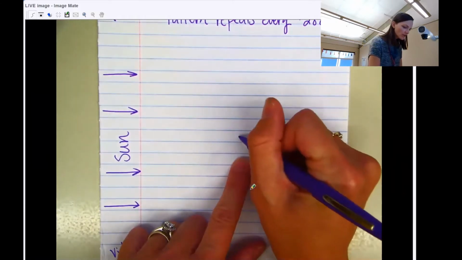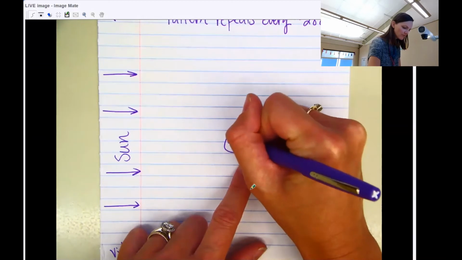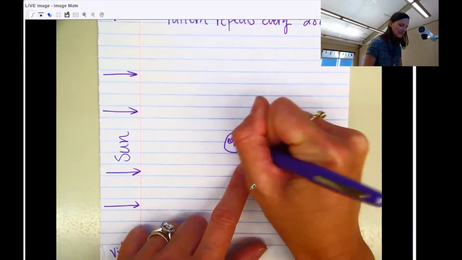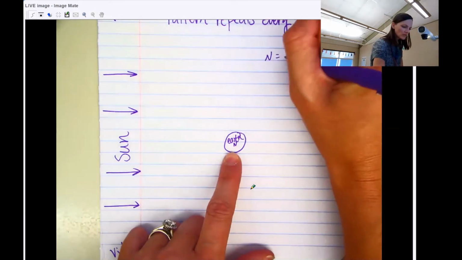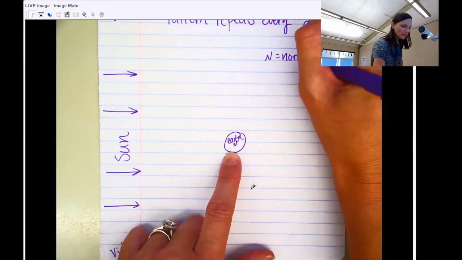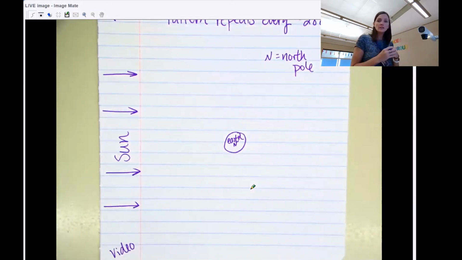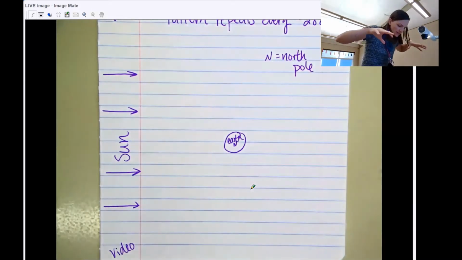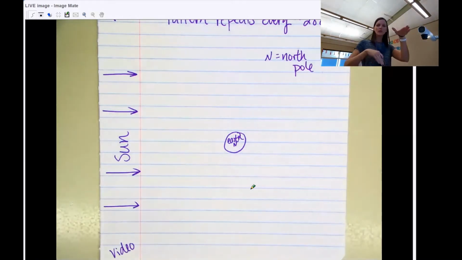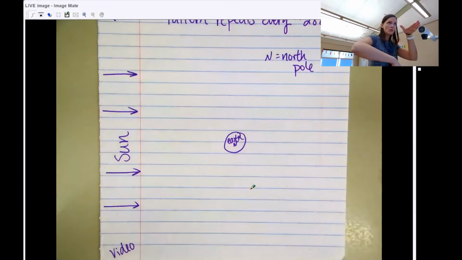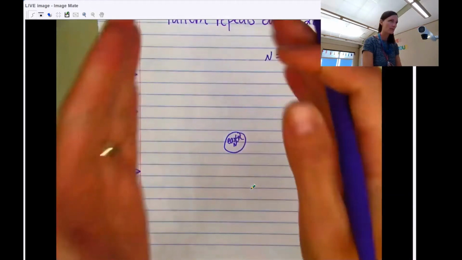We're going to draw the Earth right in the center. This is Earth. And we're going to be looking down on top of Earth's North Pole. So N equals the North Pole. So the view we're about to draw, imagine you are floating in space, looking down upon the North Pole of the Earth, and the moon is going to be orbiting around that Earth from that position.